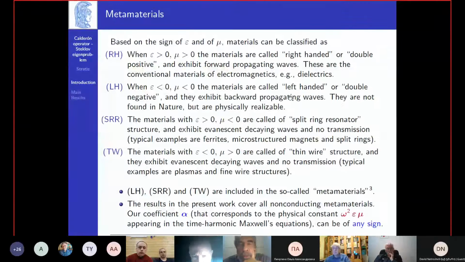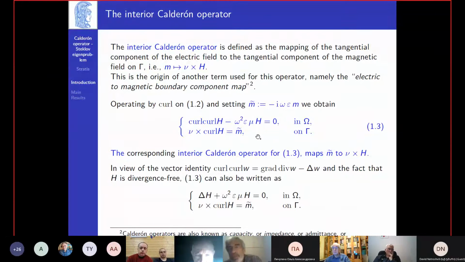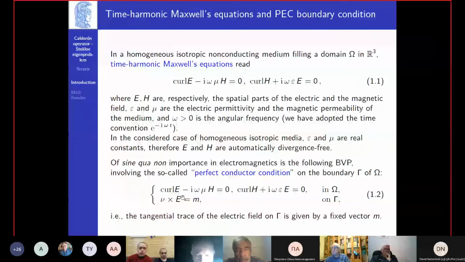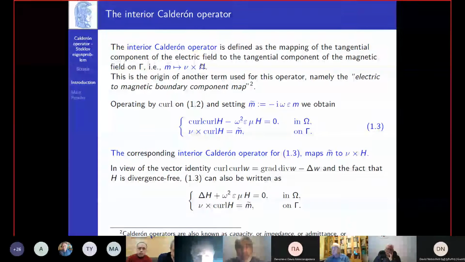So this kind of interior Calderon operator is defined like that. It takes the tangential part of the electric field and maps it to the tangential part of the magnetic field. So this is what it does. In a sense, it's the generalization of the Dirichlet-Neumann map for the standard Laplacian. It takes, let's say, Dirichlet data to Neumann data. So this is the analog of the Dirichlet-Neumann map in this vector, electromagnetic setting.